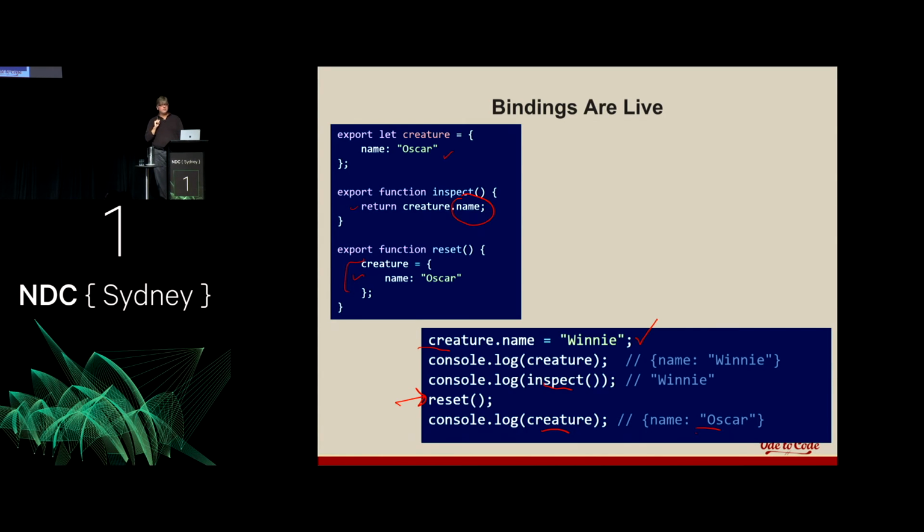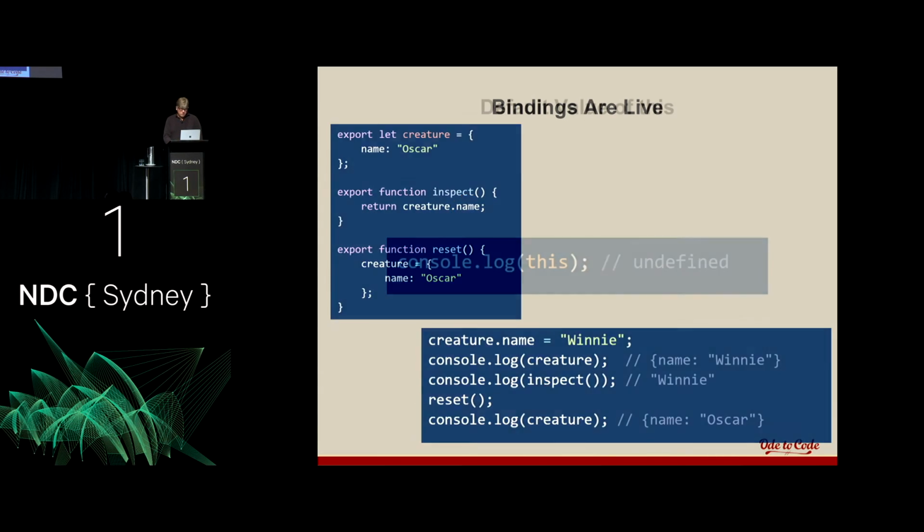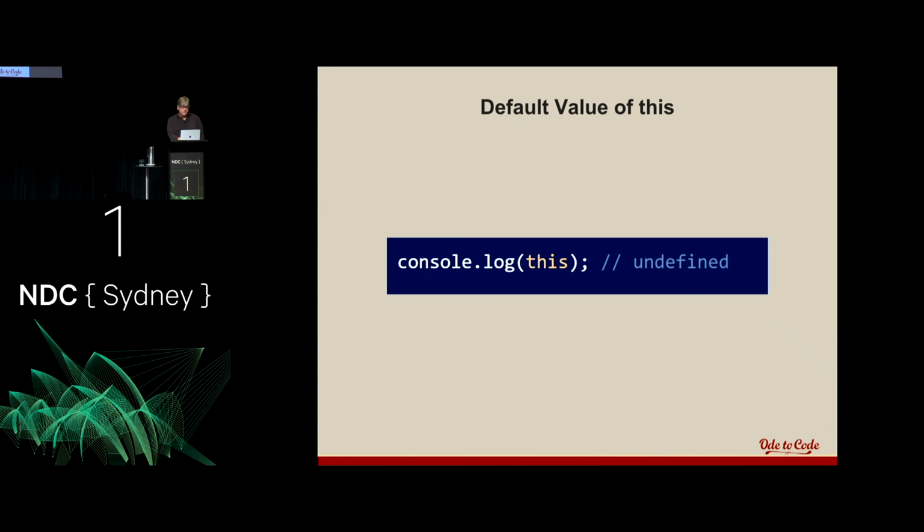Making sense? What's the default value of this inside of a module? It's undefined, just so you know. Unlike when you're not inside of a module and this is the window object or something else.